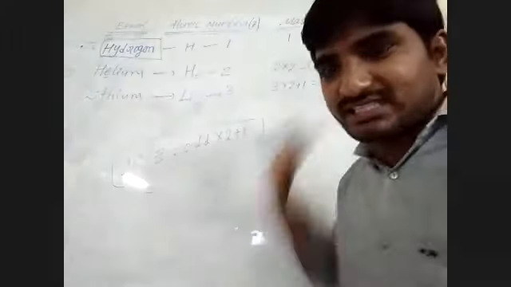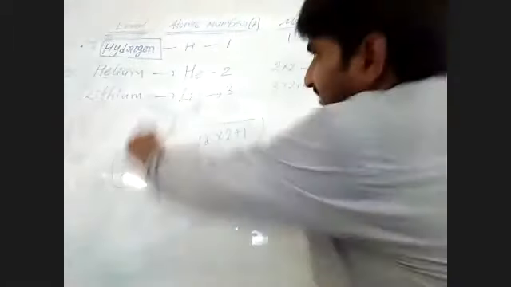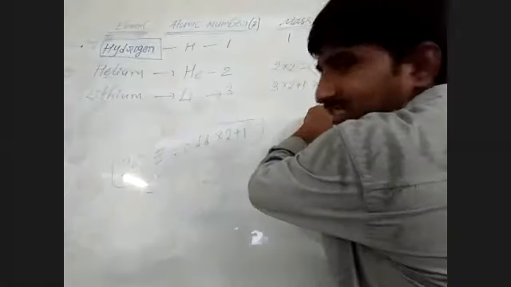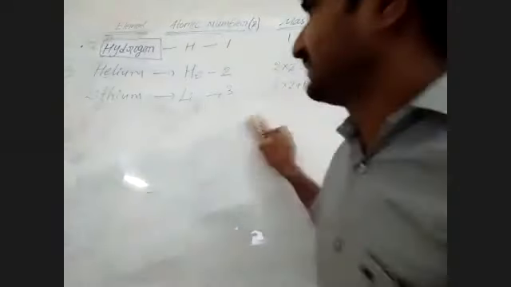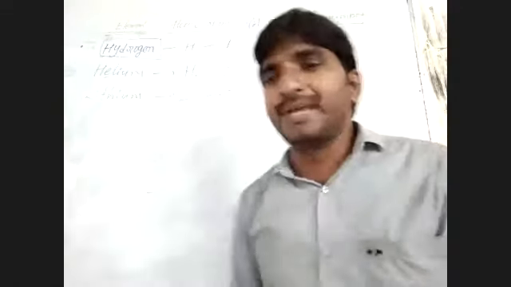Don't learn it by heart. Just understand it this way. Lithium's atomic number is 3 and its mass number is 7. Next one. The next element is beryllium.